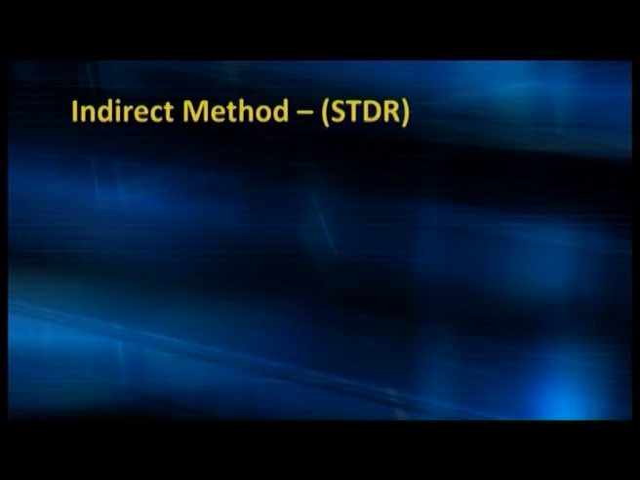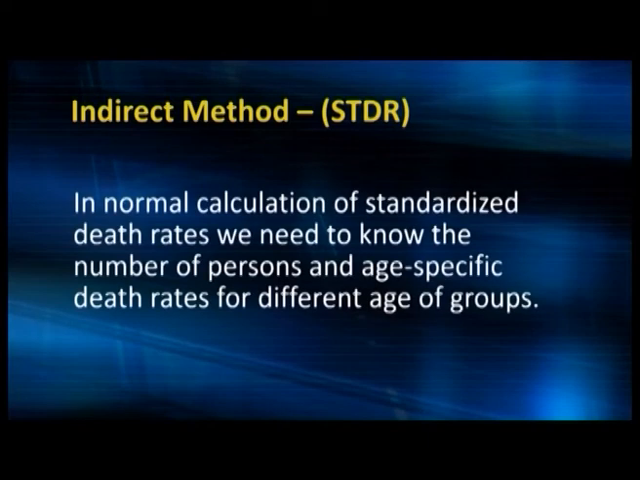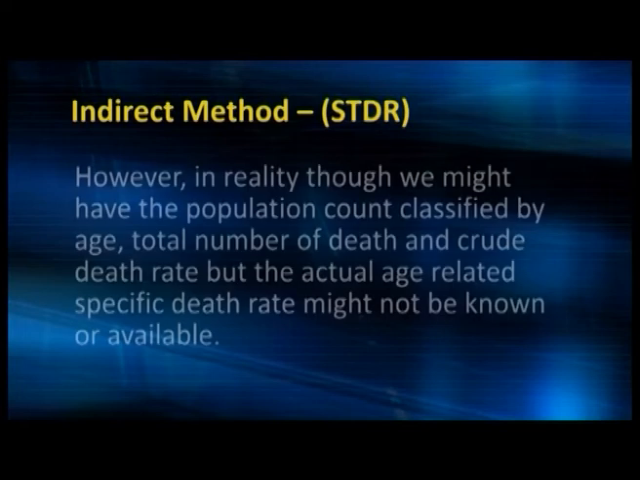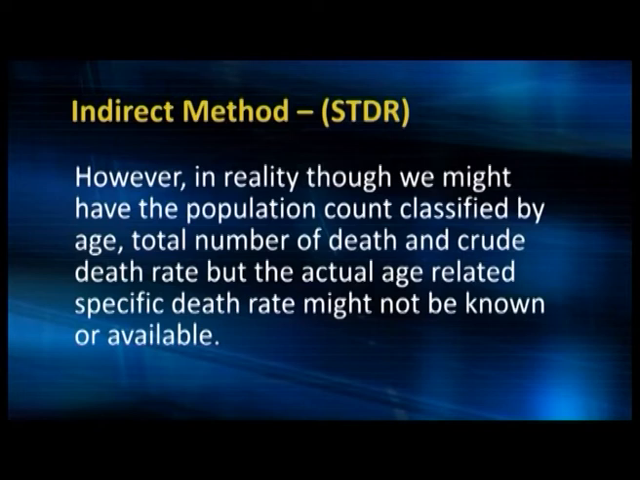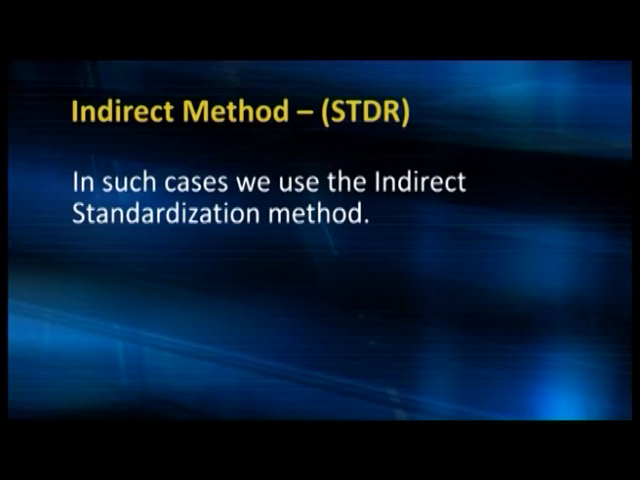Let us now discuss indirect standardization. In normal calculation of standardized death rates, we need to know the number of persons and age-specific death rate for different age groups. However, in reality, though we might have the population count classified by age, total number of deaths and crude death rate, the actual age-specific death rate might not be known or available. In such cases, we use the indirect standardization method.